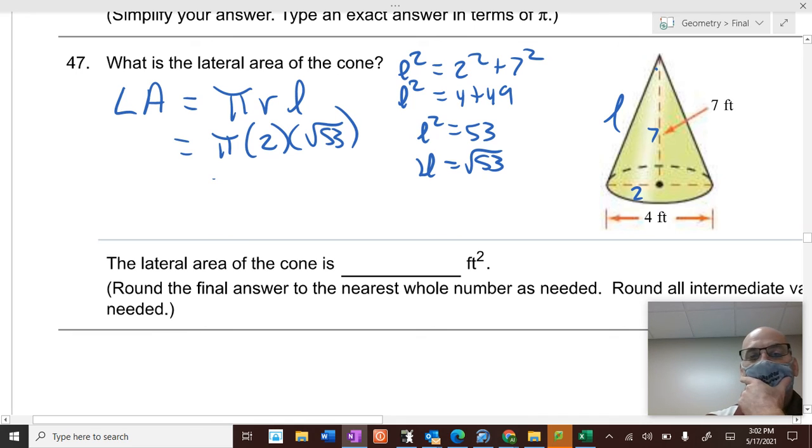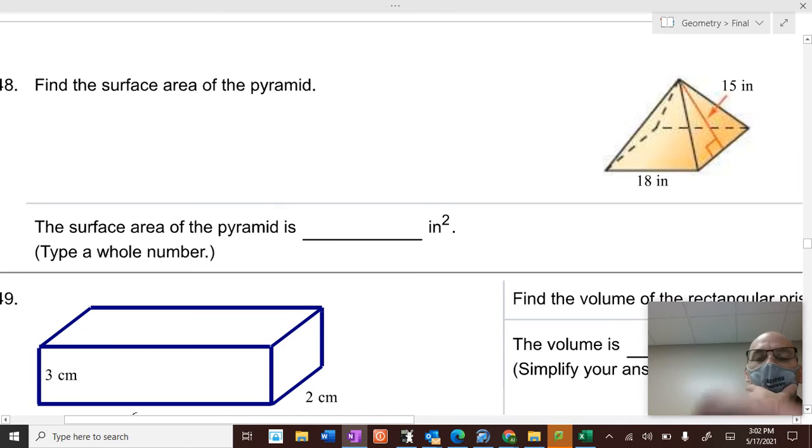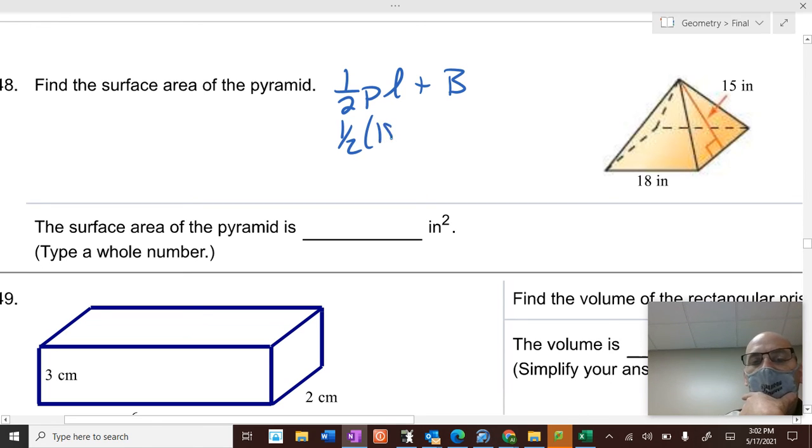Pi times 2 times the square root of 53, to the nearest whole number. All right. Surface area of a pyramid is 1/2 the perimeter of the base times the slant height plus the area of the base. So it's 1/2 of 18 times 4, because there's 4 sides. They're each 18. Slant height is 15, plus the area of the base is 18 times 18.